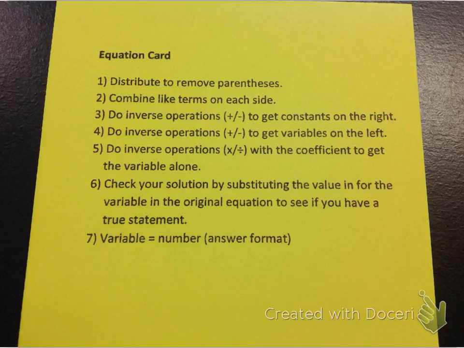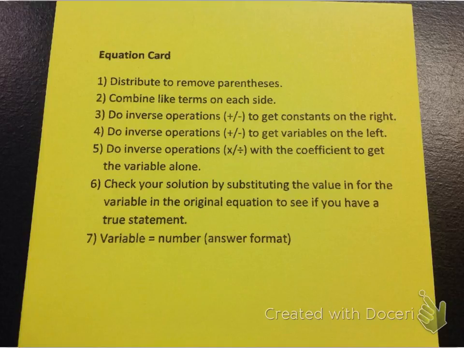Next, it says do inverse operations. That's multiplying or dividing with the coefficient to get the variable alone. So now we're done solving, and our job would be to check your solution by substituting the value in for the variable in the original equation to see if you have a true statement. Your answer should be variable equals number.